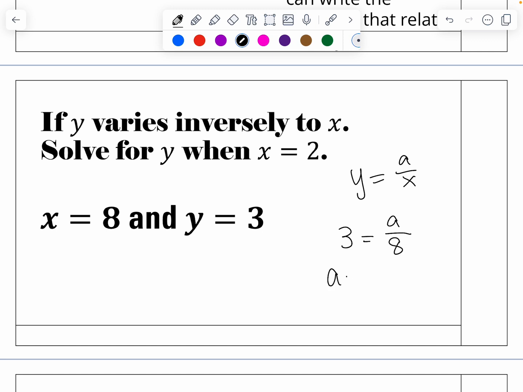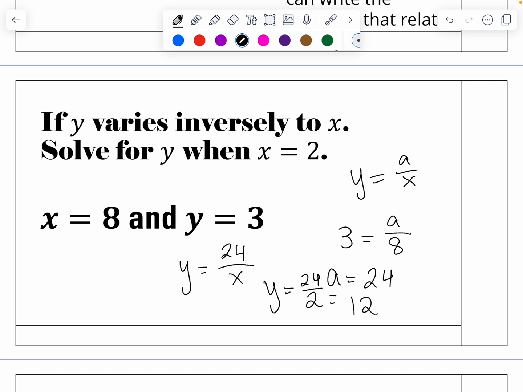So now I can say, hey, a is 24 because 3 times 8 is 24. So now my equation, again, the bonus part of this question, was y equals 24 over x. I plug in that a value and I'm relating x and y. All right, but still not the final answer. I got to plug in x is 2. So I get y is equal to 24 divided by 2, which simplifies down to 12.